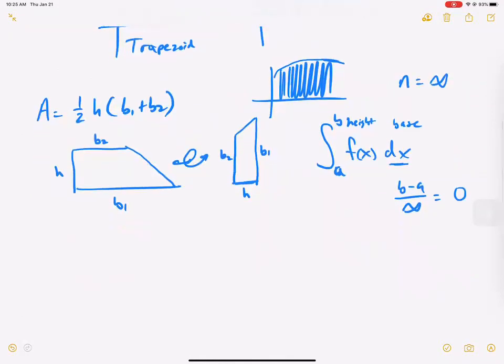Why do we have this crazy equation? It's because if I just draw this again in a slightly different way, this is actually two triangles: base 1, base 2, and height.